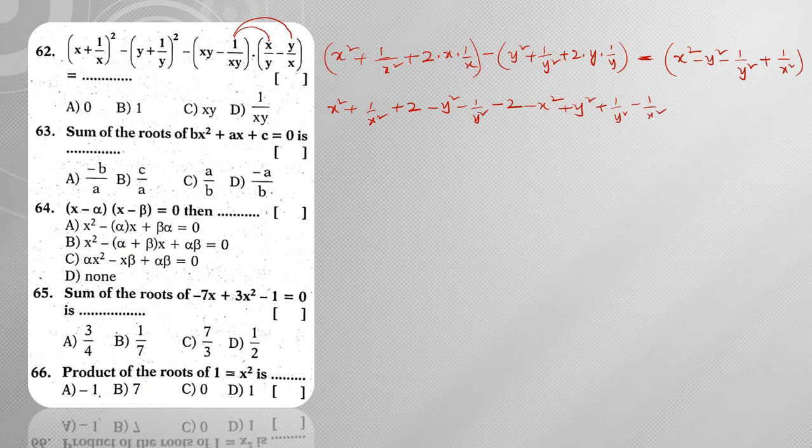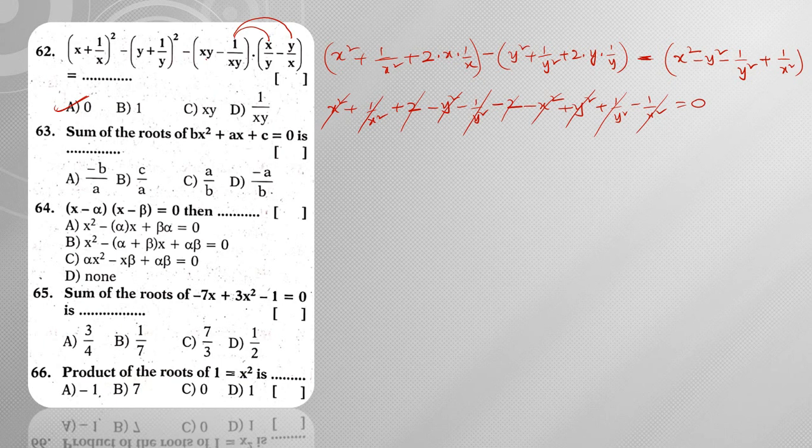Now plus x square minus x square, plus 1 by x square minus 1 by x square, minus y square plus y square, minus 1 by y square plus 1 by y square gets cancelled. Next, 2 minus 2 also gets cancelled. All the terms got cancelled, hence the answer is 0. Right?